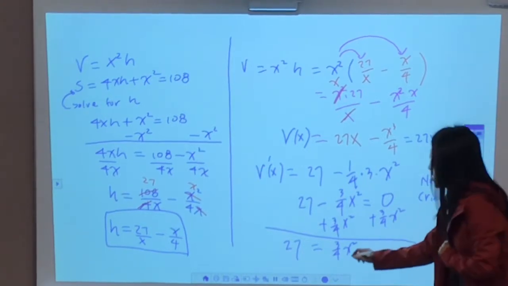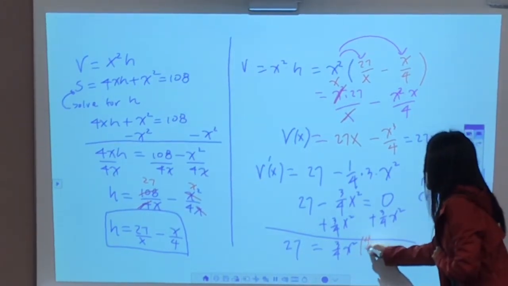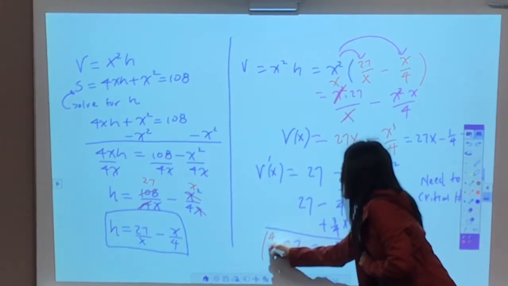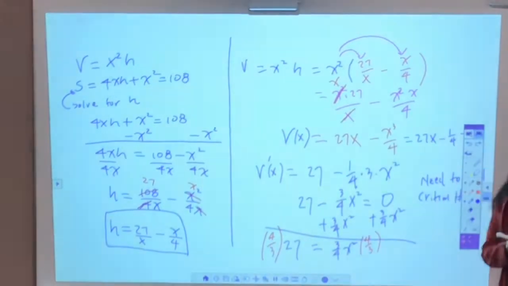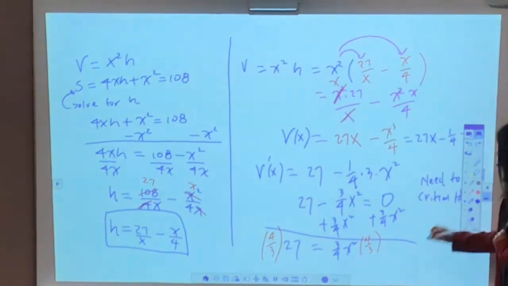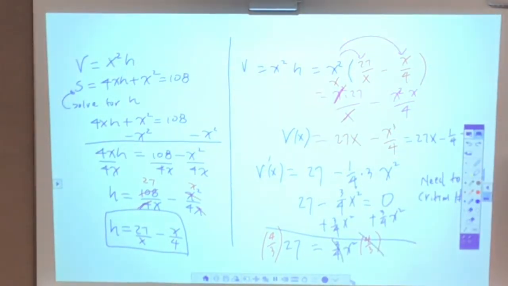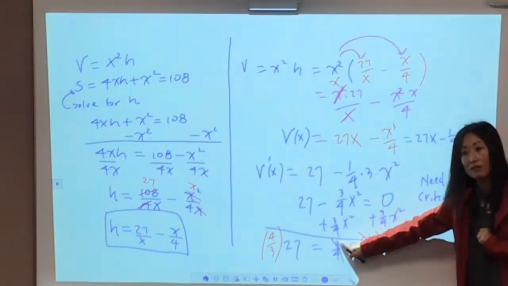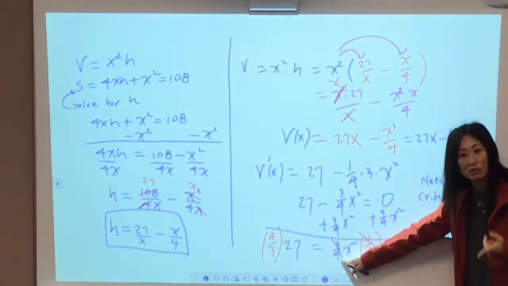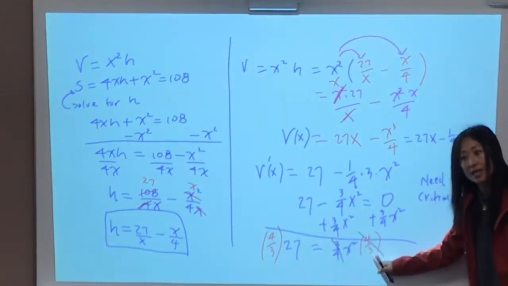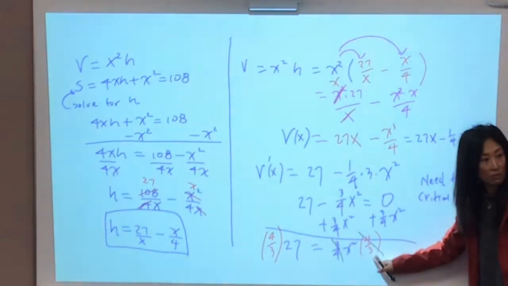So I will multiply everything here by 4/3 and over here by what? 4/3. The reason is so I can cancel this one out. You multiply by the opposite of this. 3/4, what's the inverse of that? 4/3. So 4 and 4 cancel out, 3 and 3 cancel out. Is everybody with me? Are you following me?